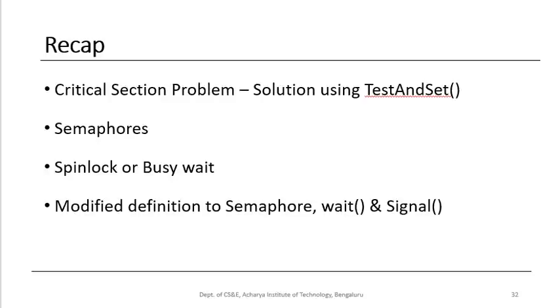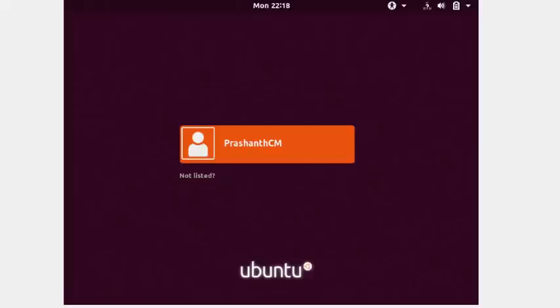Hope you have understood all these things. Before I discuss classical synchronization problems and how semaphores could be used to solve those problems, let me demonstrate. I've created two C programs to demonstrate the usage of semaphores. I'm going to run the C programs on the Ubuntu virtual machine which I've created on Windows 10.